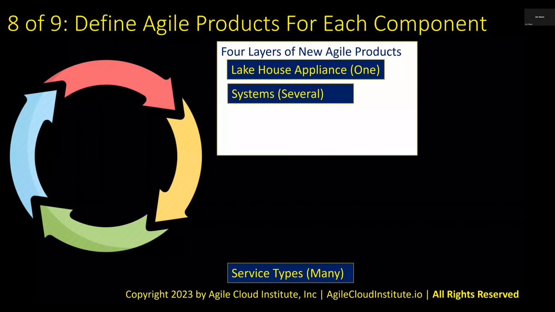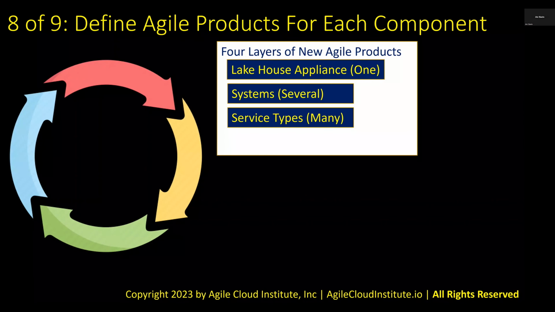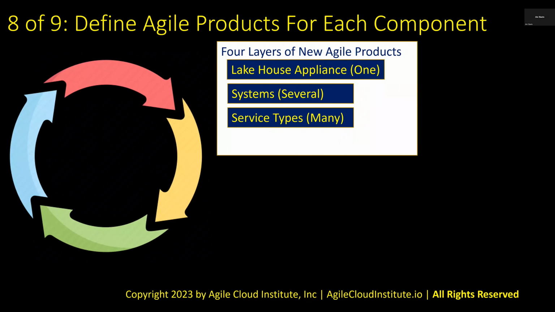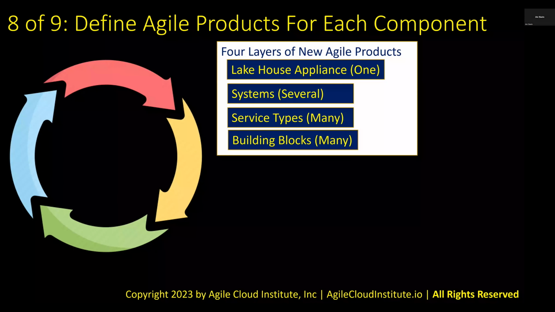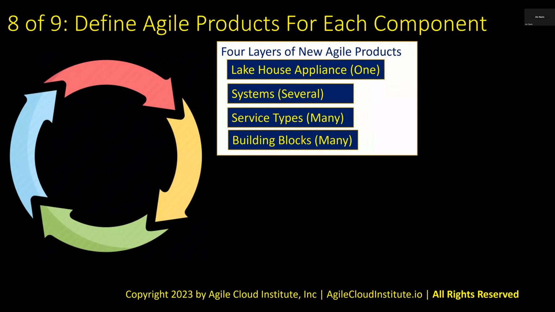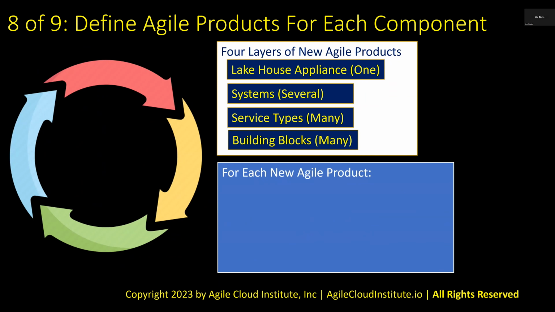Several system products which each manage one of the systems in the appliance. Many different service type products, which each manage one of the types of services in a given appliance. Many building block products, which each manage one of the third-party templates that gets orchestrated by a service type or by a foundation of a system. These third-party building blocks are written for third-party tools like CloudFormation, Terraform, Azure Resource Manager, etc.